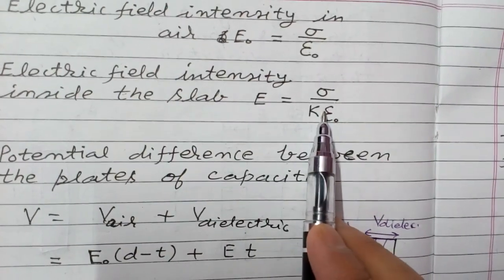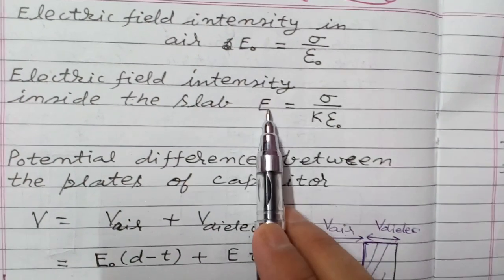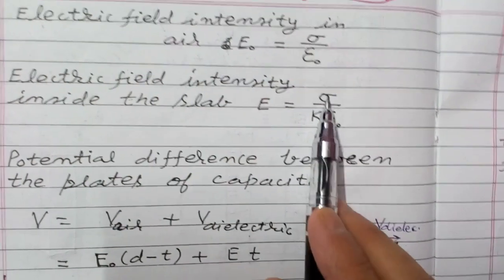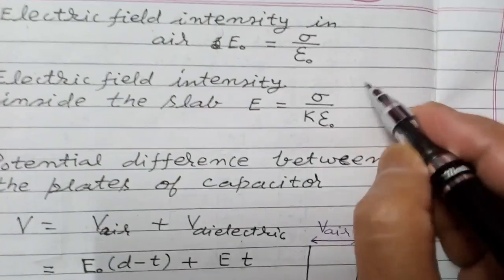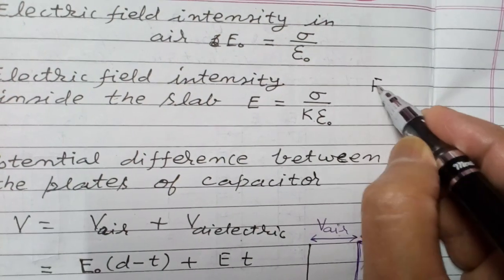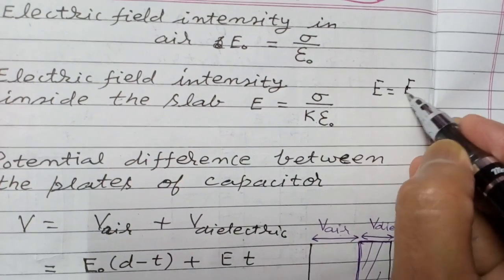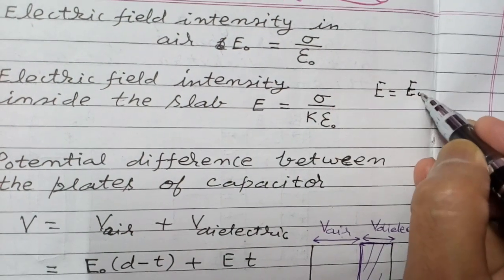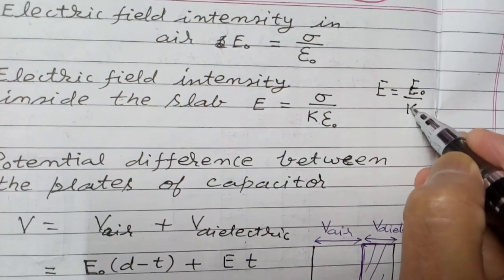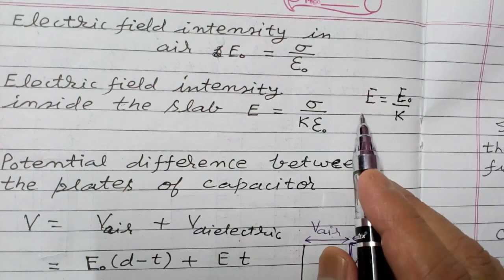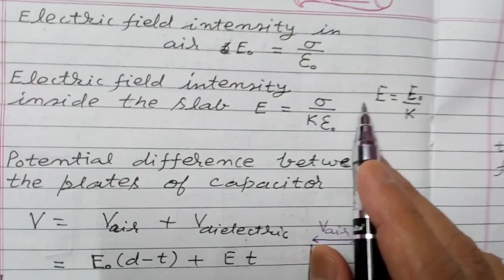If the dielectric constant of the slab is K, then the formula for electric field intensity is sigma upon K epsilon naught. Now this is clear that E is E naught, means the external field, divided by K. If the value of K is, suppose, 4, the field inside the dielectric becomes 1/4 as compared to the external field.